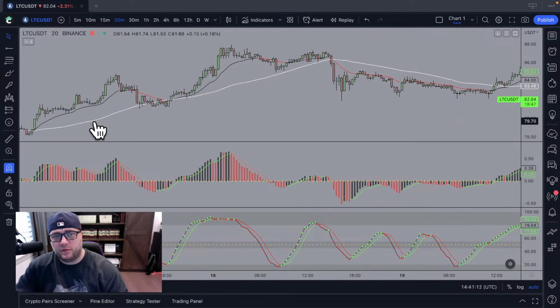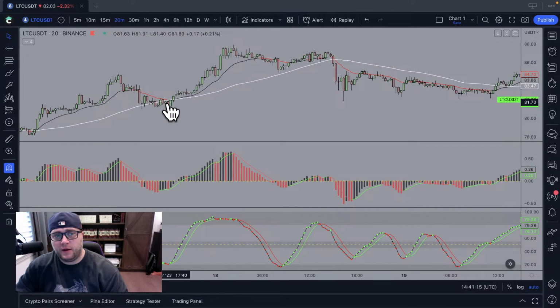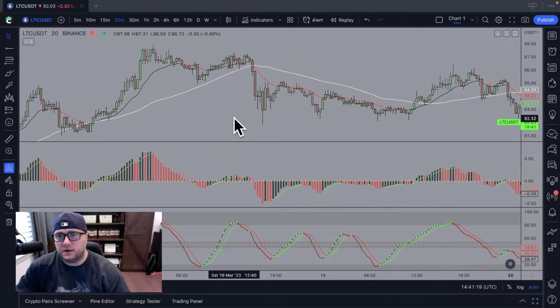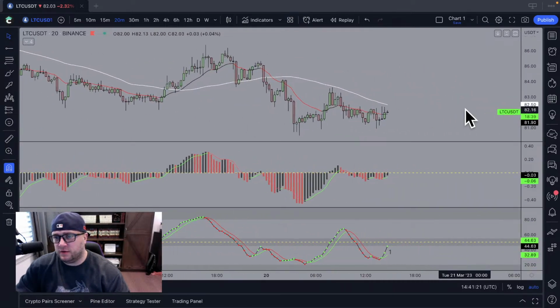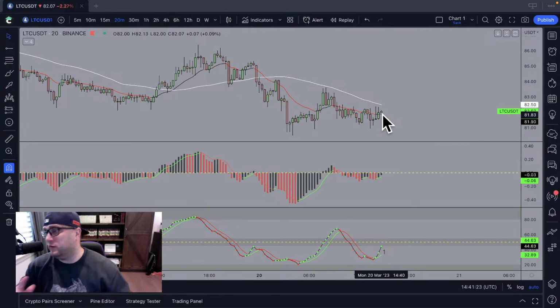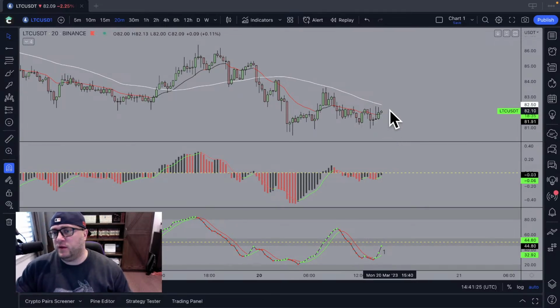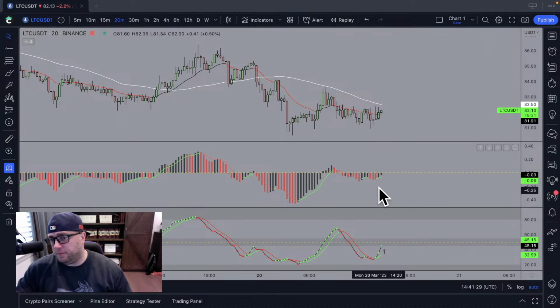Right here, this is a prime example. It started ping ponging and then bam, it went the opposite way of what you think it was going to go. So I would just be very cautious of taking this position. I wouldn't even take this position, to be honest with you, because it is between the moving average and they're kind of far apart and they're bouncing. But again, that's just me.